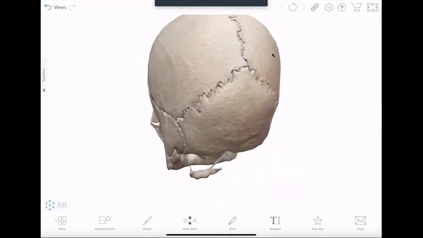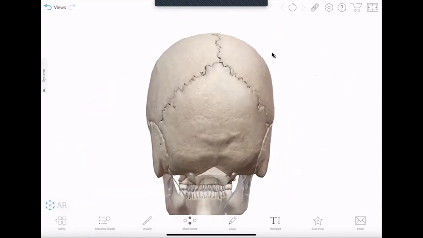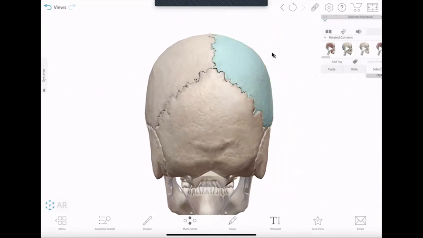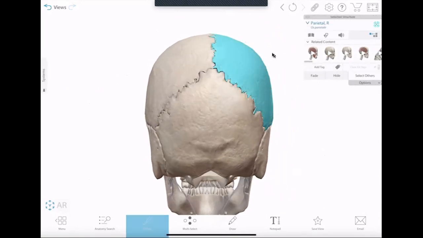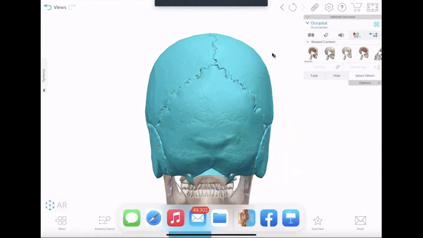So this is the posterior aspect, the norma occipitalis view. So the selected structures are the parietal bones, right? And inferolaterally the temporal bones. And this one is the occipital bone.